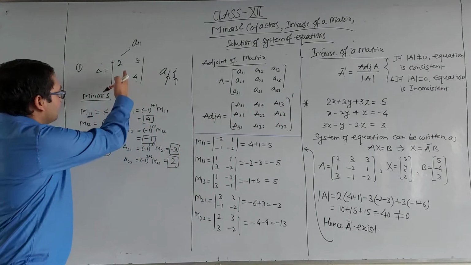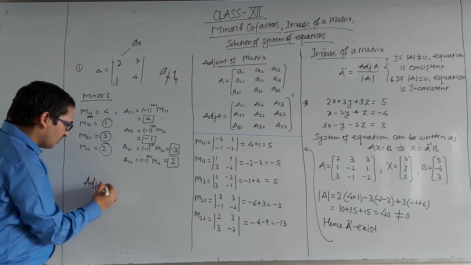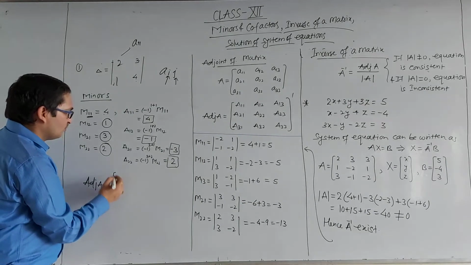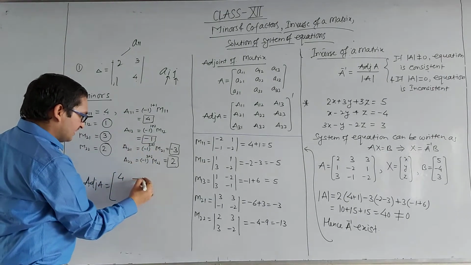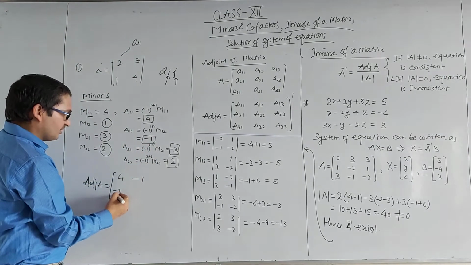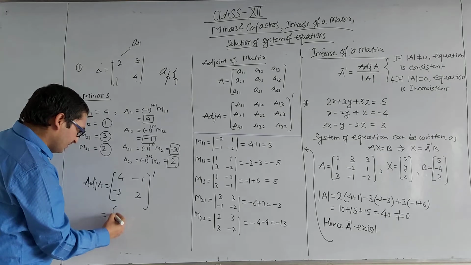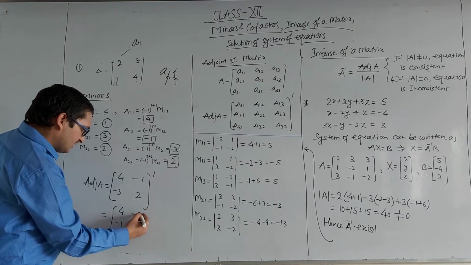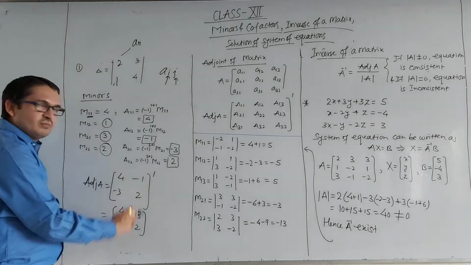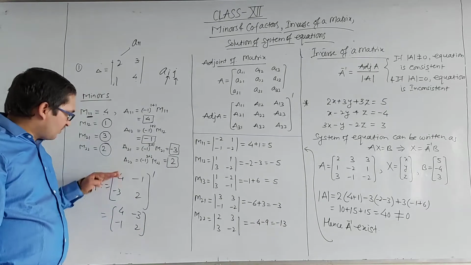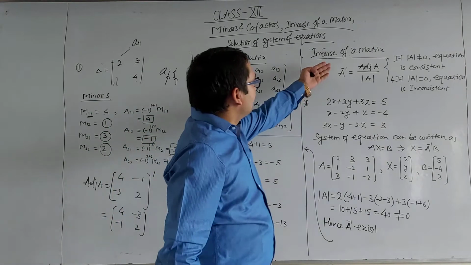If you want to write the adjoint of this matrix, adjoint A will be equal to the transpose of the matrix with A11, which is 4, A12, which is -1, A21, which is -3, and A22, which is 2. The transpose will be 4, -1, -3, 2. Already we have discussed transpose of a matrix: rows are converted into columns, first row to first column, second row to second column. This is the adjoint.